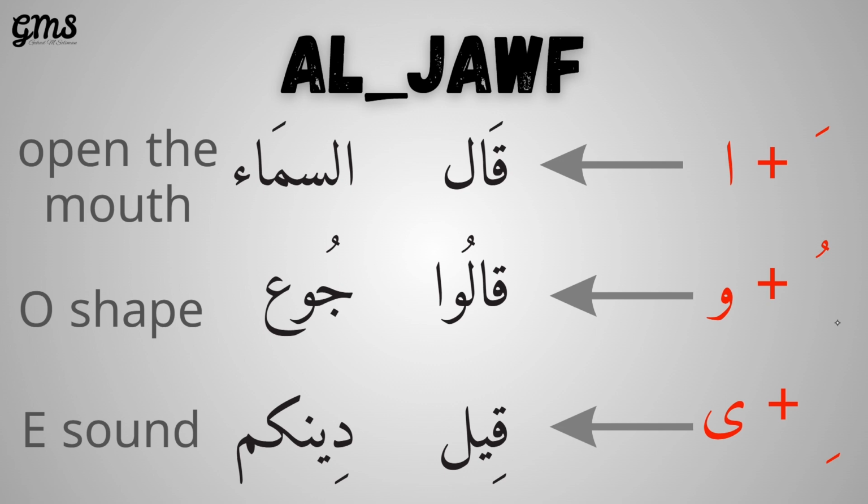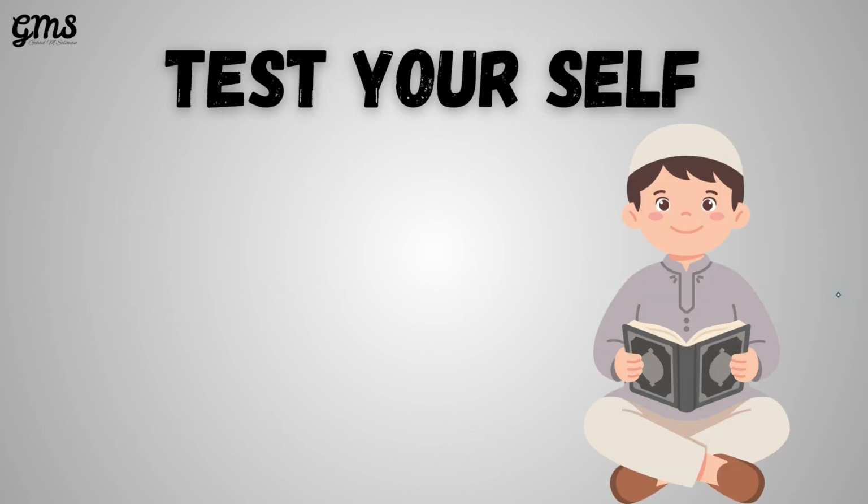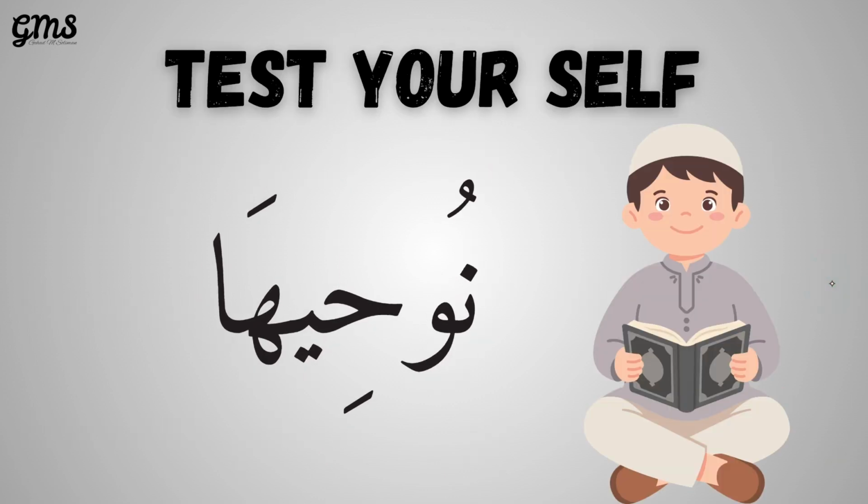These are the 3 letters that are produced from al-jaw: A, U, E. Now, hold on, pause the video and try to read this word by yourself, as this word collects all the mad letters, or all the letters that come out from al-jaw. So try to read it now. Okay, now let's listen to it.